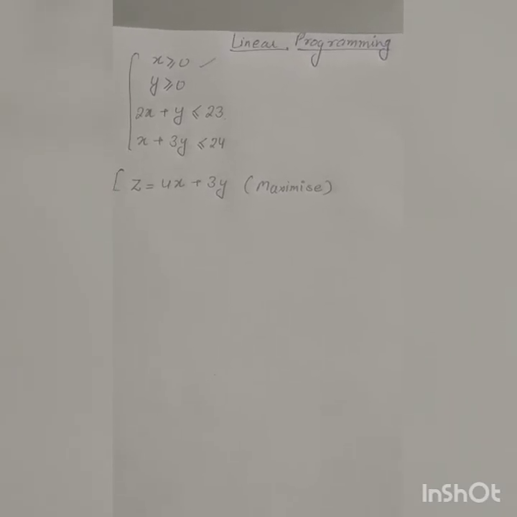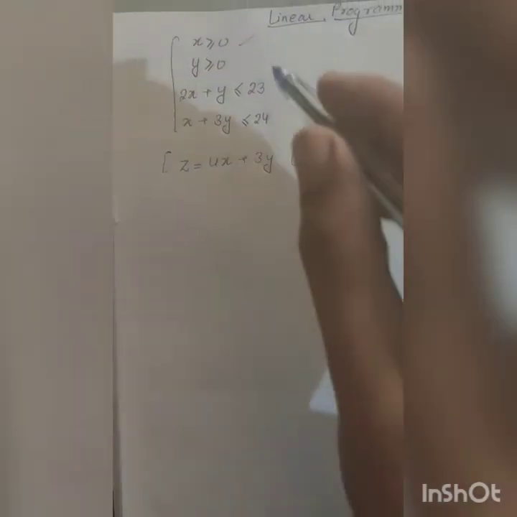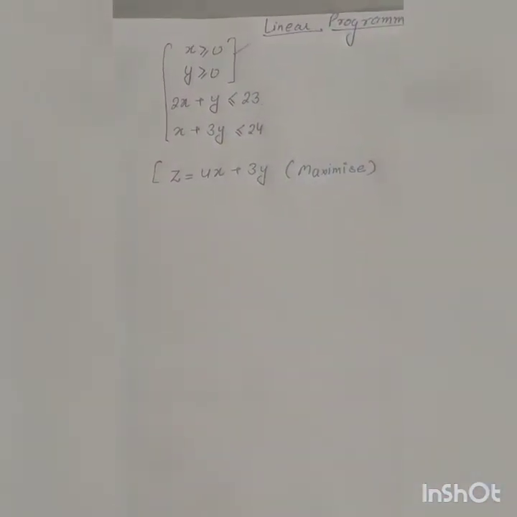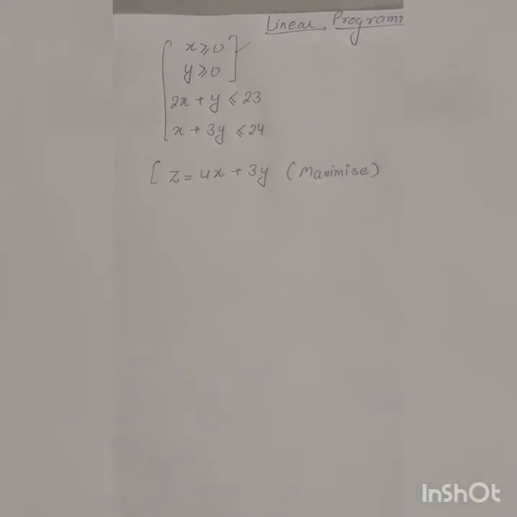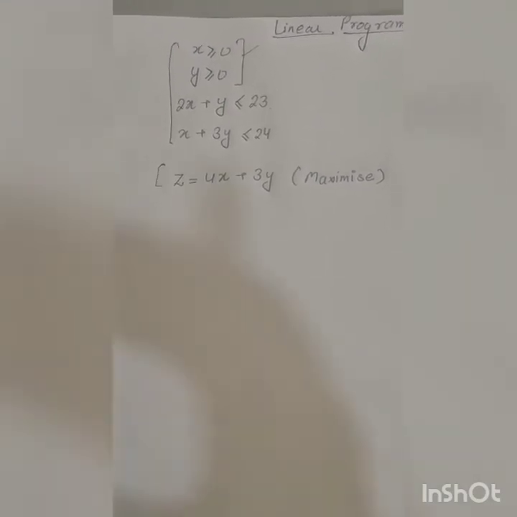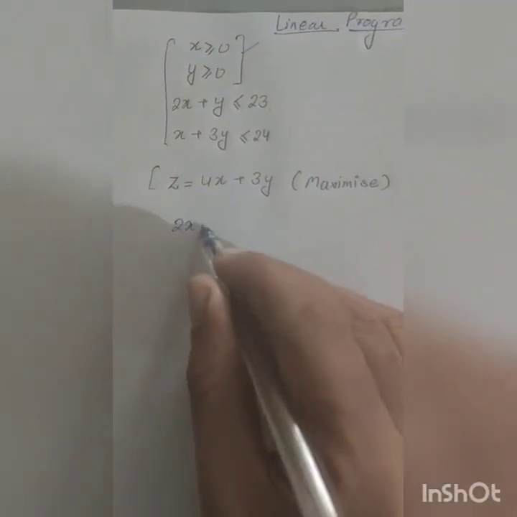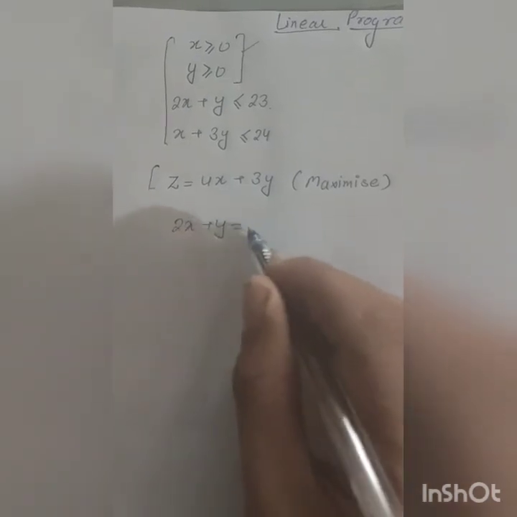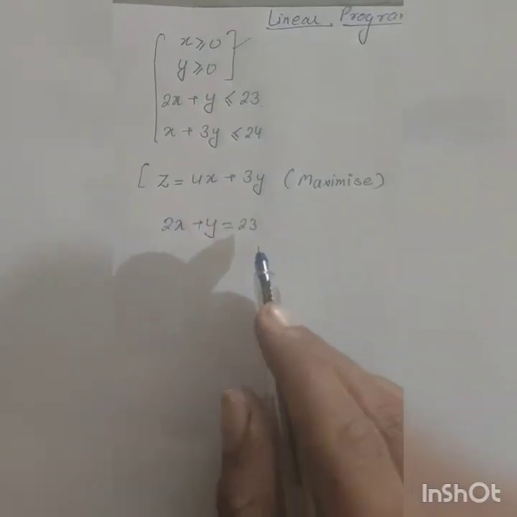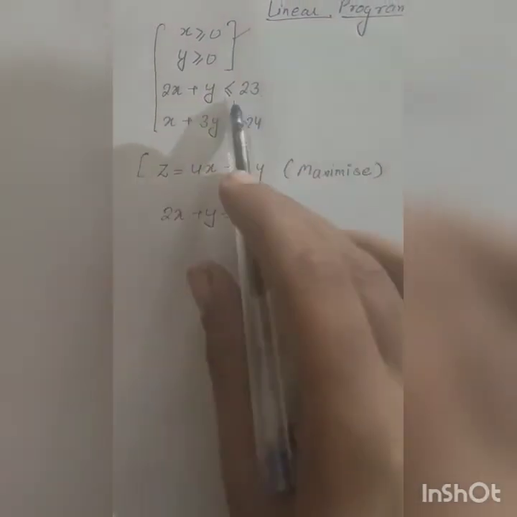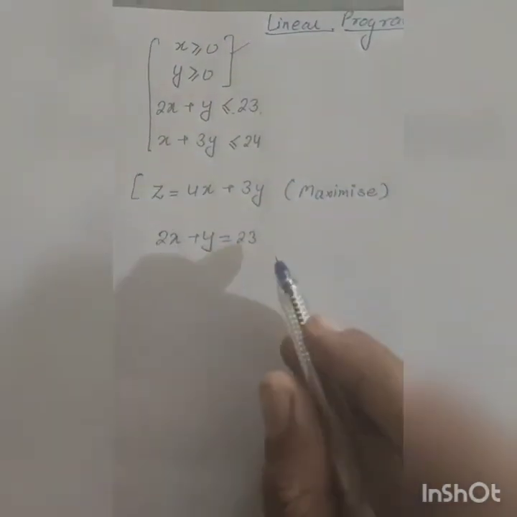So first of all we need to make the graph. These two conditions indicate that the shaded region, the feasible region, will be only in the first quadrant. Now we are making the graph of 2x plus y equals 23. The line we need to make will be for equals to. Afterwards shading will be for the inequality.